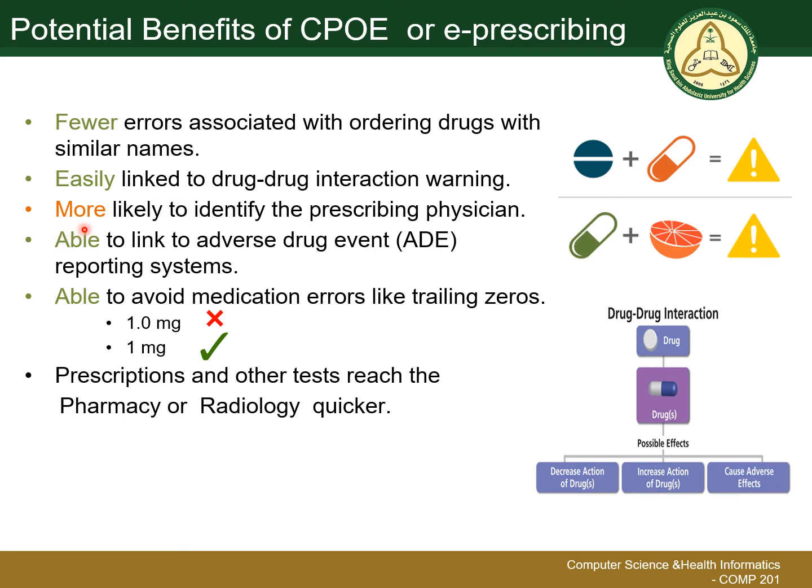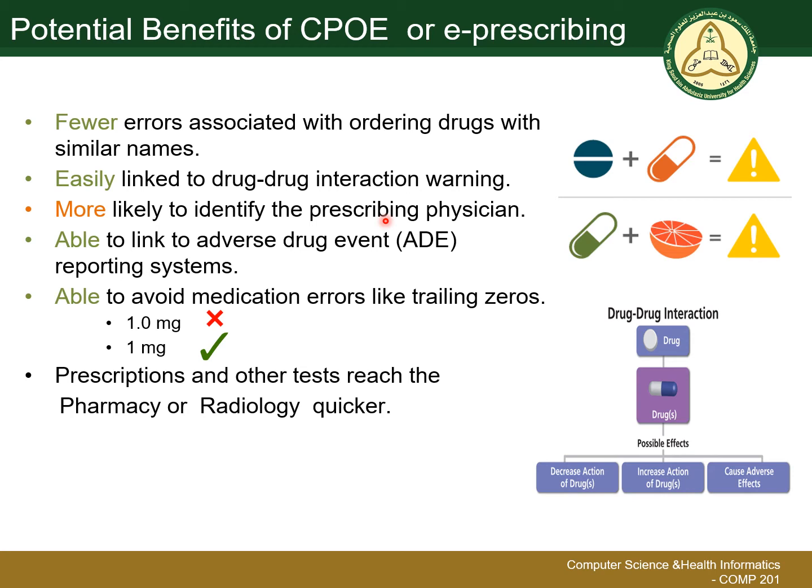With having CPOE or e-prescribing, it's more likely to identify the prescribing physician because each physician will have his username and password to access the system. In this way, we can track who the physician is who prescribed the wrong or inappropriate medication to the patient.